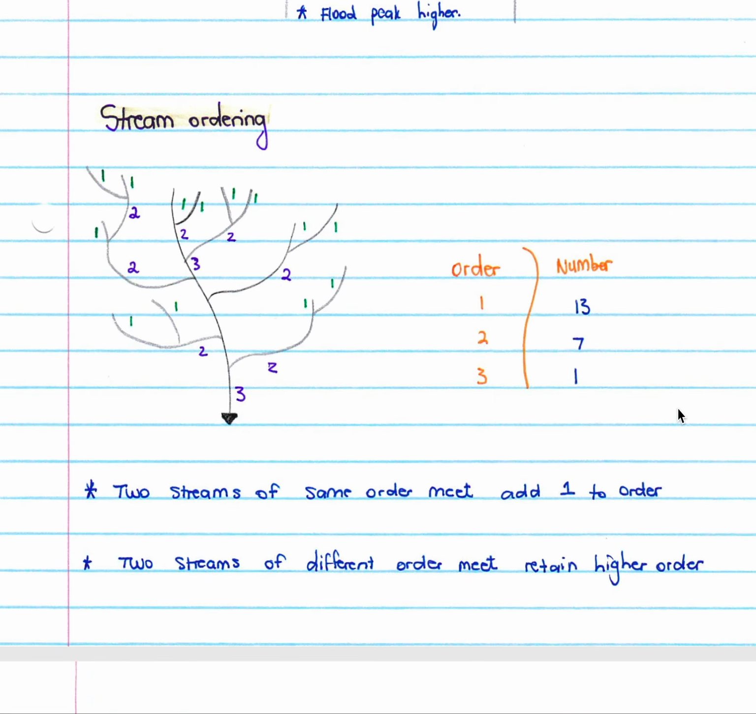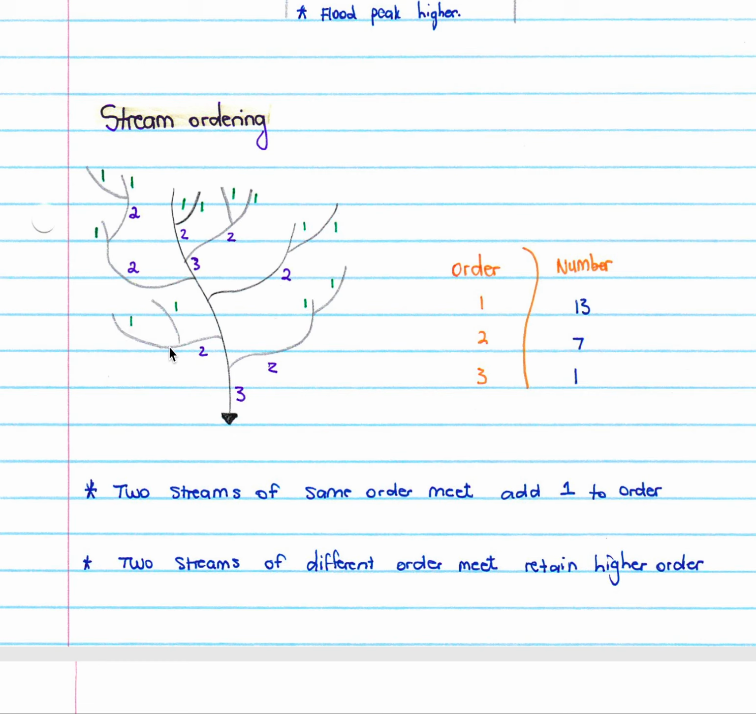Then we look at stream ordering. When we order streams, we start at the outside. We look at the outermost tributary on each river. So if we follow this river over here, our outermost tributary would be here. We would label it 1. This river over here would also be a 1 as it's the first tributary in its line.